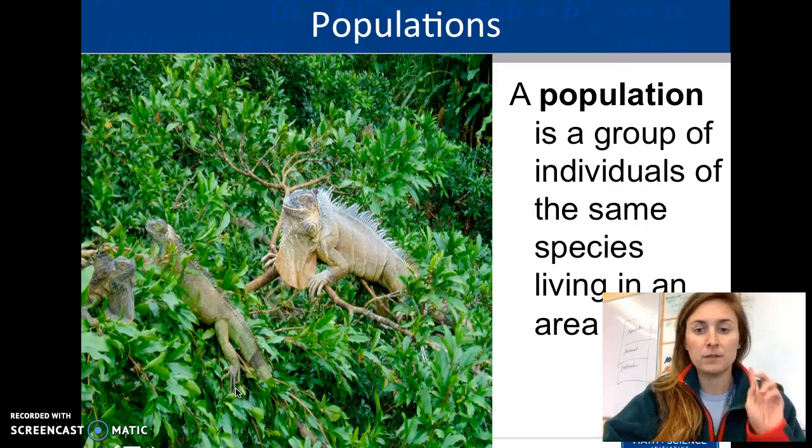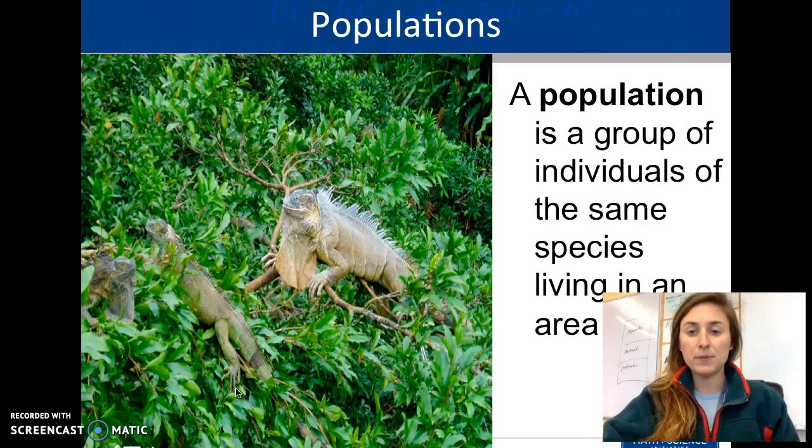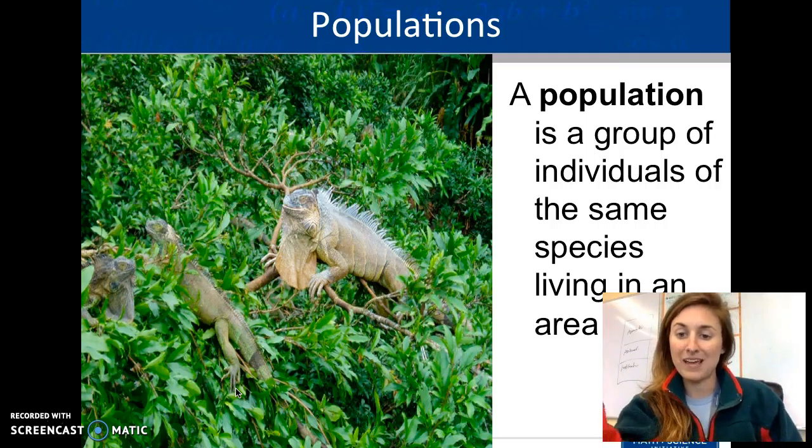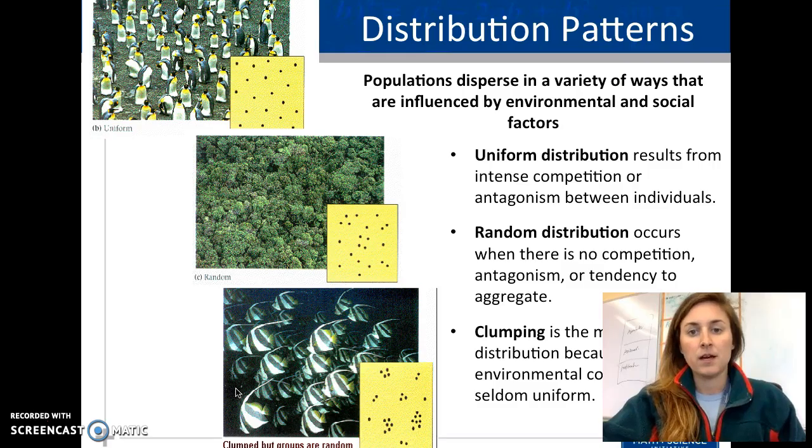So population, same species, a group of them. So like a herd of deer, something like that. I know that I talked about how the first level is individual or behavioral. We'll talk about that at the end. Distribution patterns. You should know this, right?